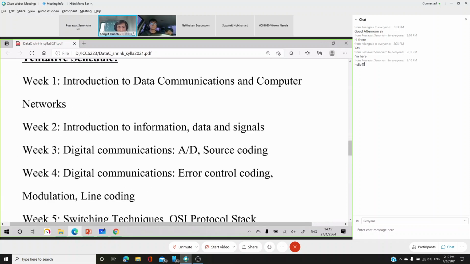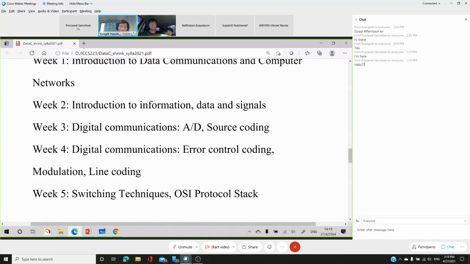Okay. And the third week, we're going to take a look at digital communications. So the communication we have, we call analog communication and digital communication. We're going to focus on digital communications. A/D means analog to digital conversion. So we're going to talk a bit about when we want to send analog data or analog signal through a digital network, we have to convert from analog signal into digital signal.